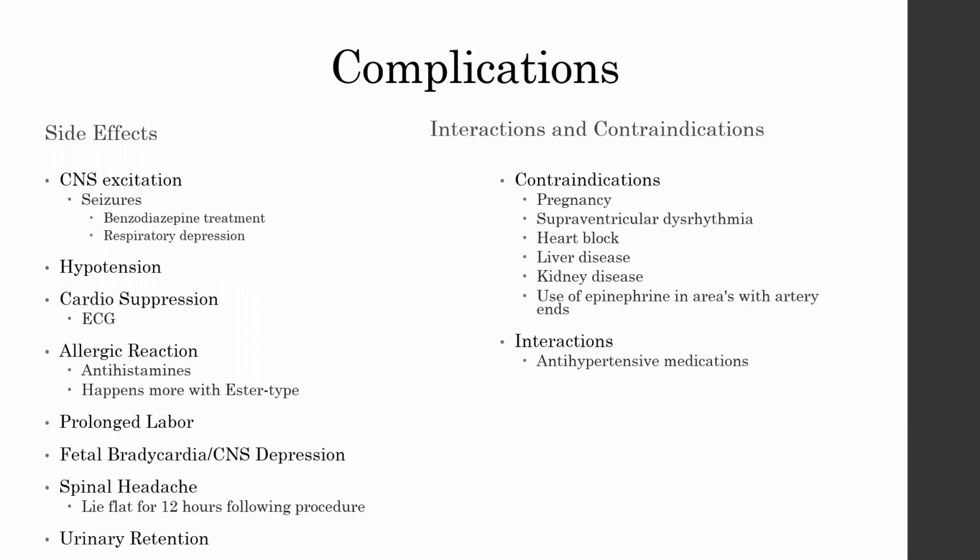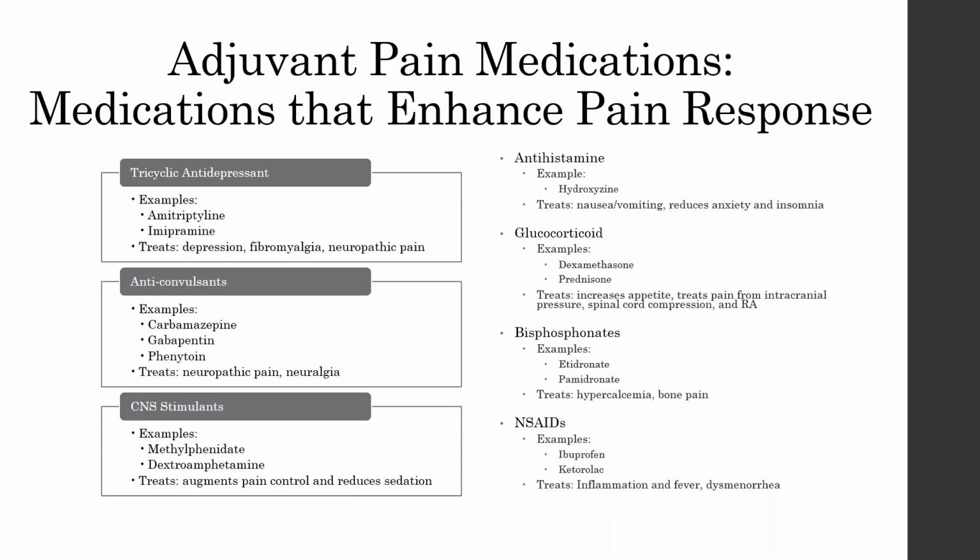Interactions would be with antihypertensive medications. Then we have our adjuvant pain medications. These are medications that enhance the pain response. So they're not necessarily pain medications, but they help pain medications to work better. Examples of this would be tricyclic antidepressants like amitriptyline and nortriptyline. These medications not only treat depression, but it can also be useful for fibromyalgia pain and neuropathic pain.